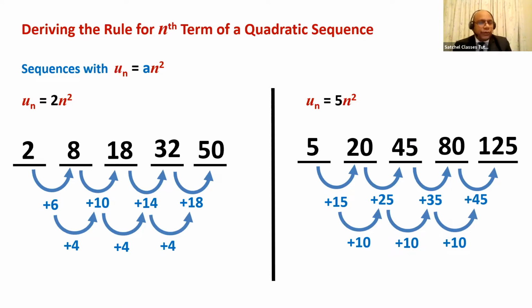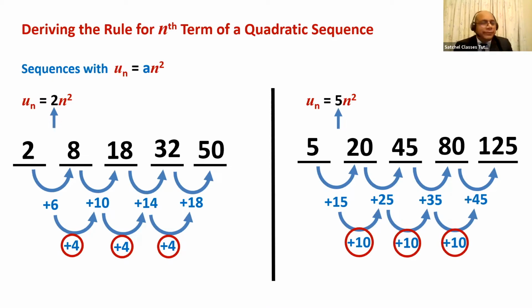I want you to look at the second differences in each of the sequences and figure out how they are linked to the number which is getting multiplied to n squared. For example, in the first case, how is 4, which is the constant second difference, linked to 2, right? 2n squared, 2 getting multiplied to n squared. Likewise, look at the second sequence now. The second difference is 10. How do you think that is linked to 5?